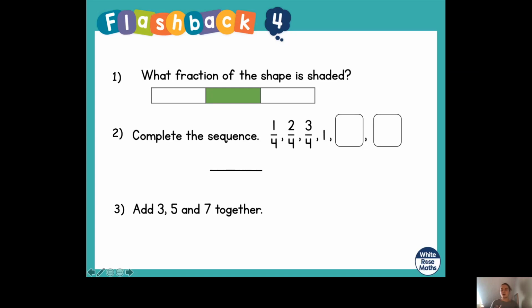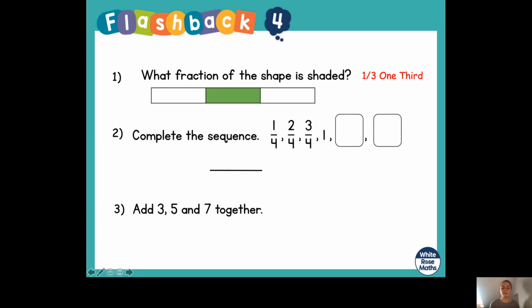Okay, so now we know that the denominator is 3. We need to look at the numerator, which will be how many parts of this shape are shaded. Okay, and we can see that 1 part of this shape is shaded. So therefore, we can say that 1/3 is shaded. Okay, so the 1 is representing the number of parts shaded in, and the 3, the denominator, is representing how many parts there are in total.